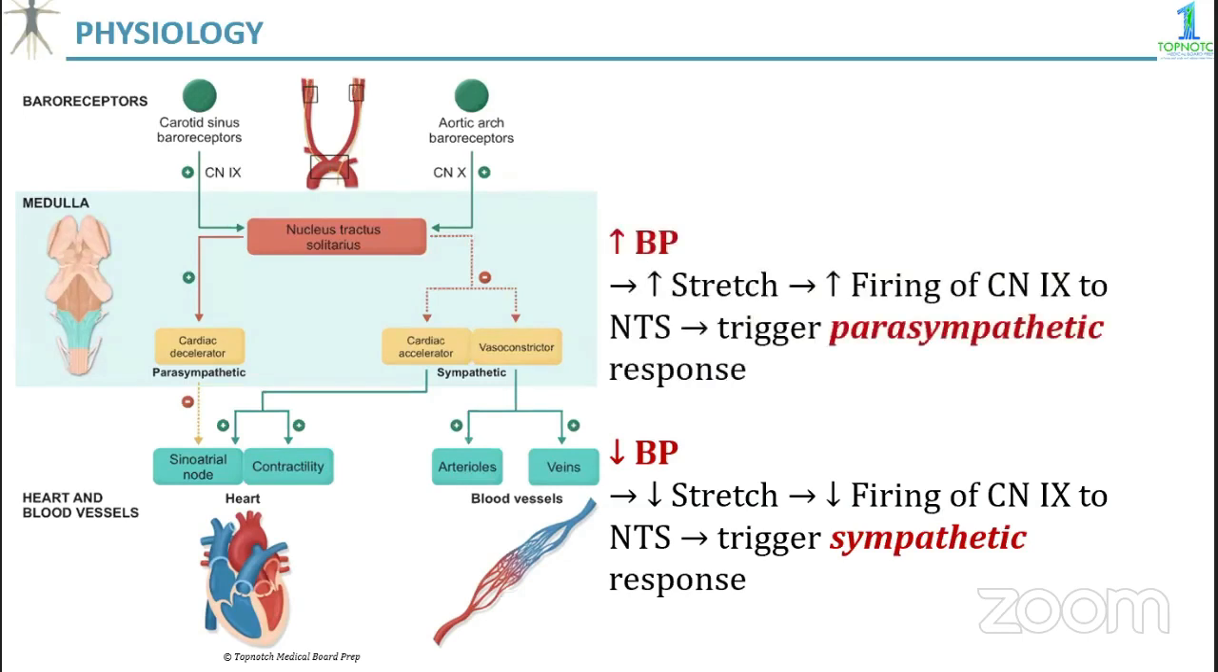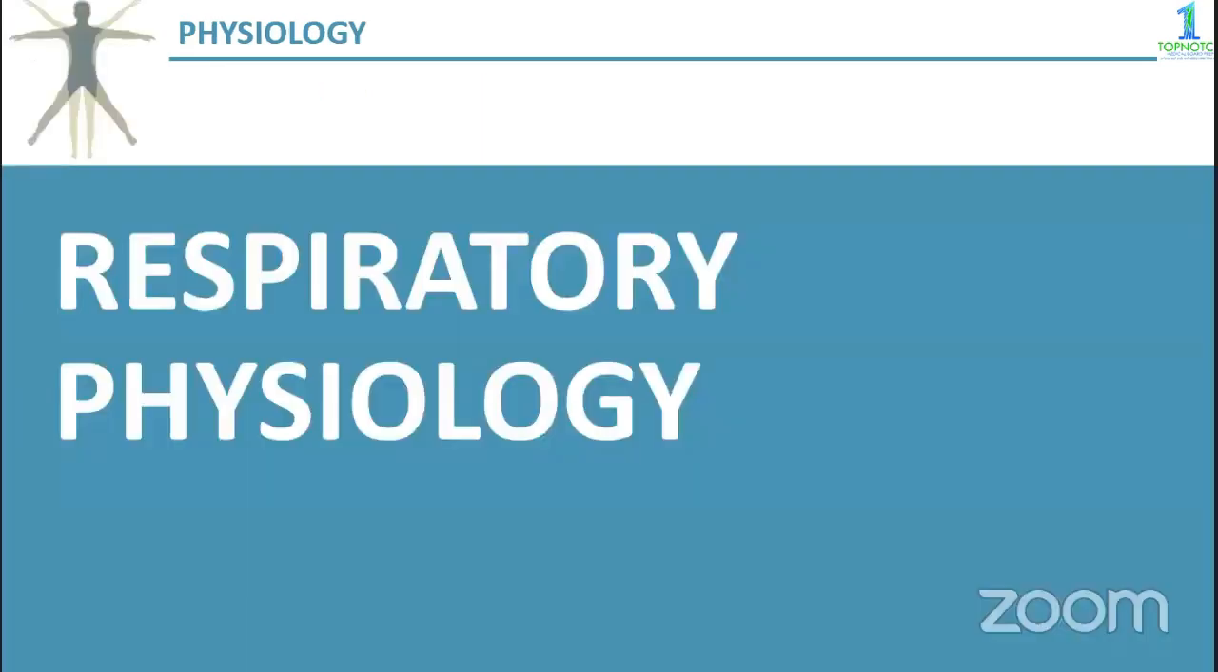Compared kapag mataas ang BP mo, mataas ang stretching mo, ma-activate mo ngayon si cranial nerve number 9. Thus, i-activate ni cranial nerve number 9 yung parasympathetic response to decrease the BP back to normal. Okay? Okay, I hope okay pa tayo. So let's go to respiratory physiology.